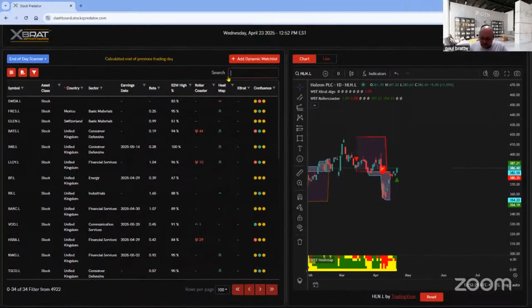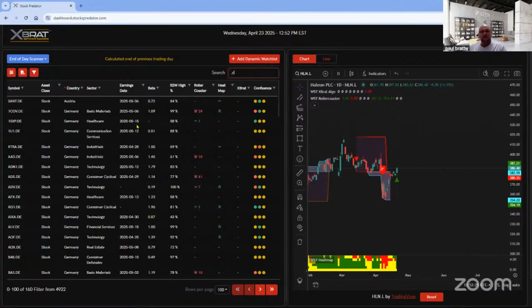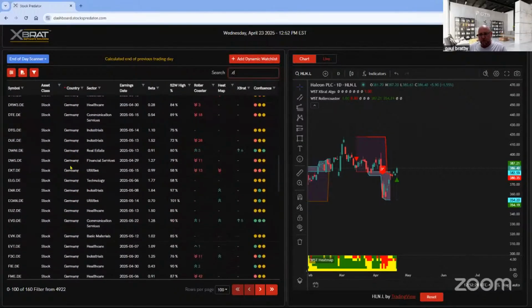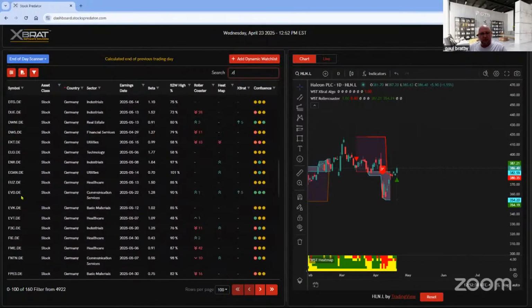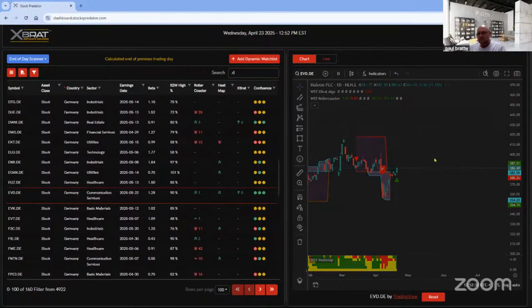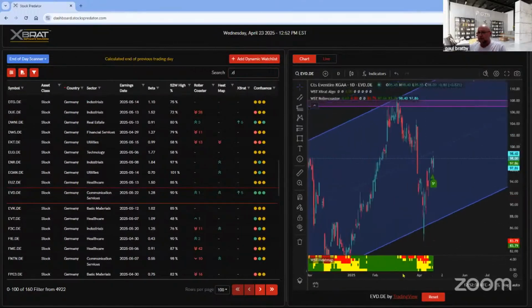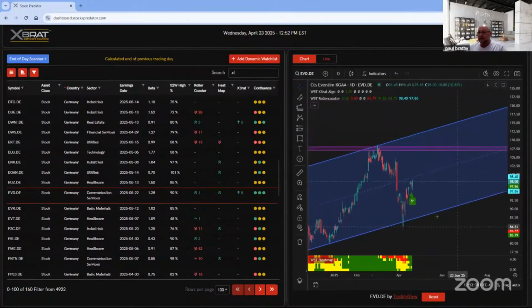We can look at .D. So these are our German stocks here. Again, lots of potential opportunities there. And we've got a 3 out of 3 with EVD. That would have come on our daily scanner. We've already done some work on that. Okay. So this potentially has some room up to that sort of point. There's not a great deal of fresh air.